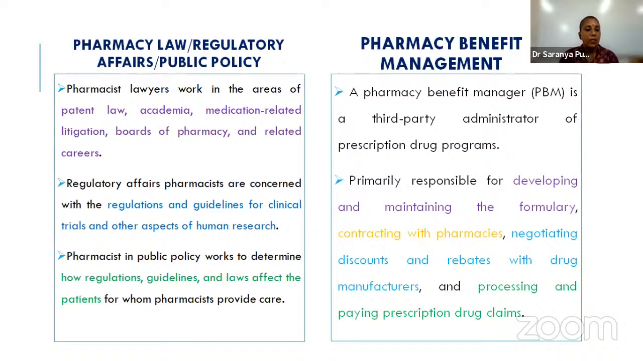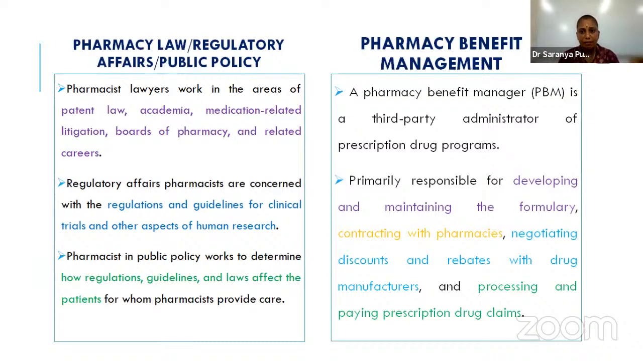Pharmacists in public policy, they work to determine how the regulations, guidelines, and laws affect the patients for whom the pharmacists provide the care. So that is about pharmacy law, regulatory affairs, and public policy. This is also a place where M.Pharm pharmacy practice students found options.